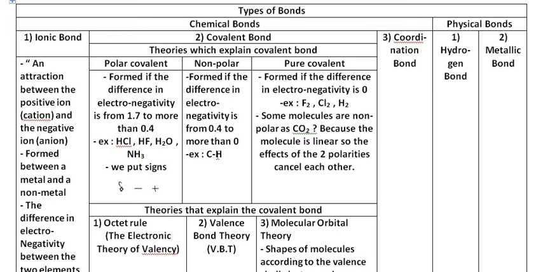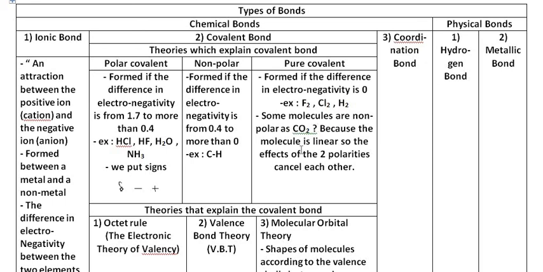For example, C and H. Here carbon has electronegativity 2.5 and hydrogen has electronegativity 2.1. The difference between them is 0.4, which means that this bond is a nonpolar bond. If the two bonded atoms are similar to each other, for example, fluorine molecule F-F, Cl-Cl, H-H, two similar atoms, the difference in electronegativity is 0, so this bond is called a pure covalent bond.